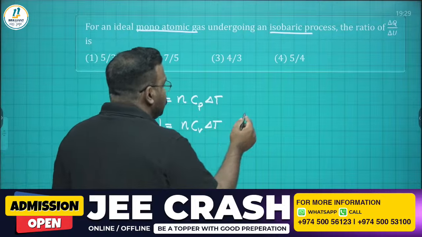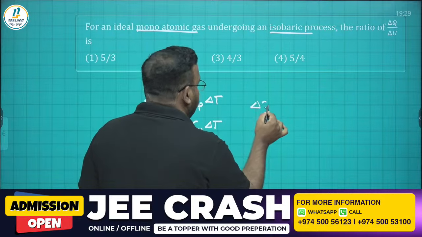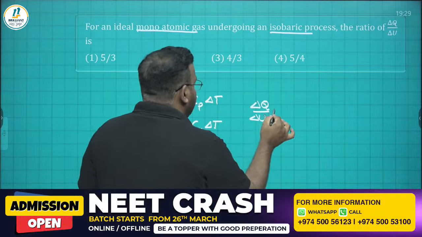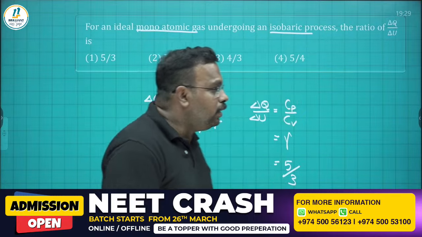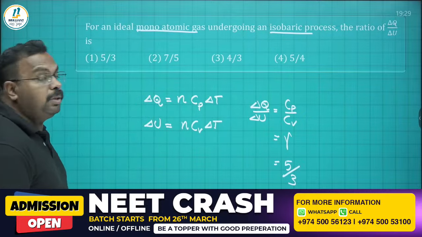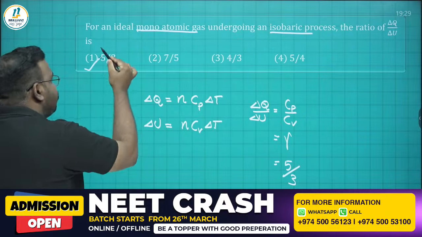So they are asking the ratio. I think all of you got the answer. Delta Q by delta U will be equal to Cp by Cv. What is Cp by Cv? It is nothing but gamma. And it is for what? Monoatomic gas. For monoatomic gas, it is 5 by 3. Yes, 5 by 3. Direct question, isn't it? Yeah, I can see the answer. Very good. It's option 1. Option 1 is the right answer.